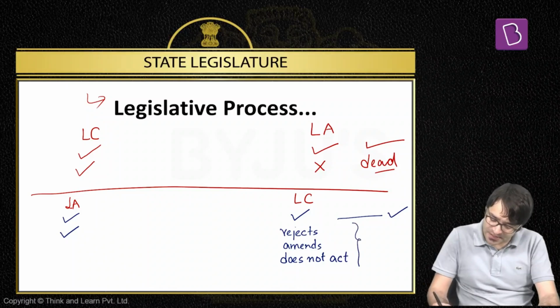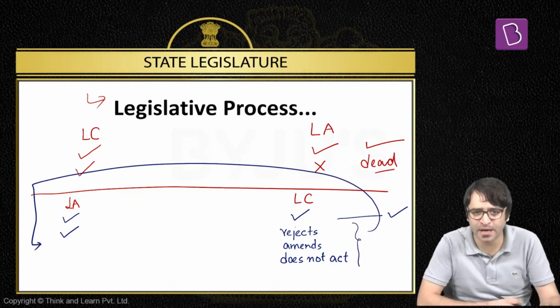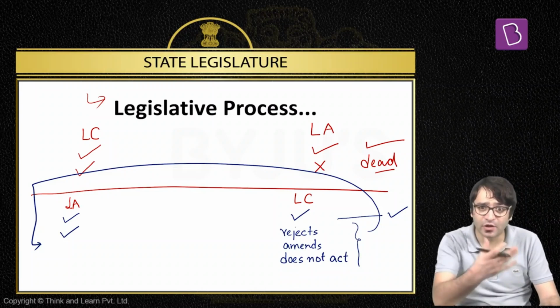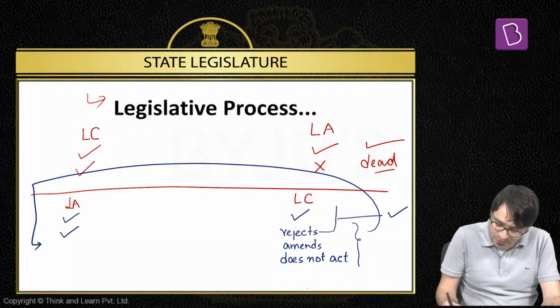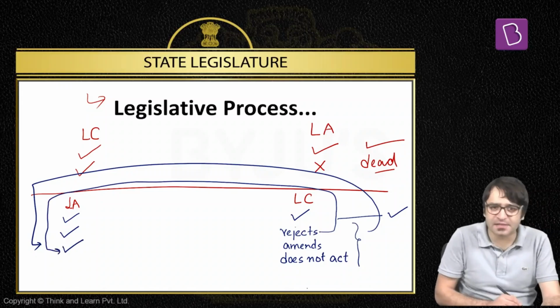In all these 3 cases, this bill goes back to the legislative assembly. You have rejected my bill, give it back to us. You have amended our bill, give it back to us. You have not acted on this bill, after some time, give it back to us. When this bill, which was rejected by the legislative council, if the legislative assembly again passes this bill, what will happen?